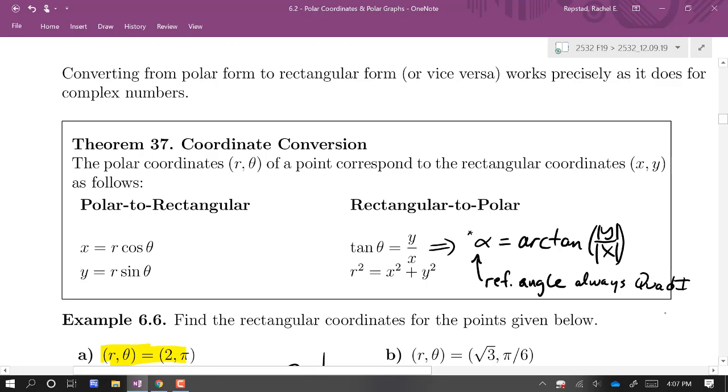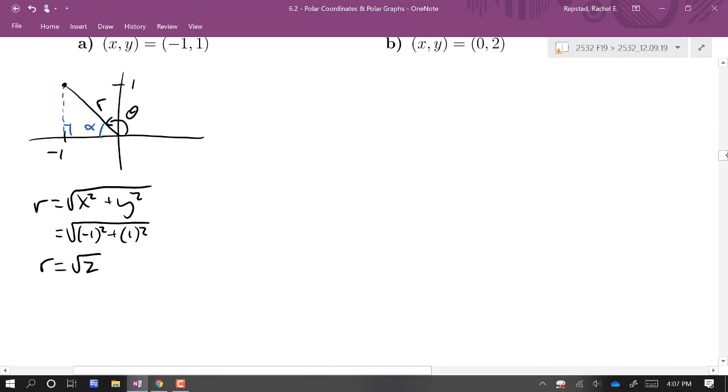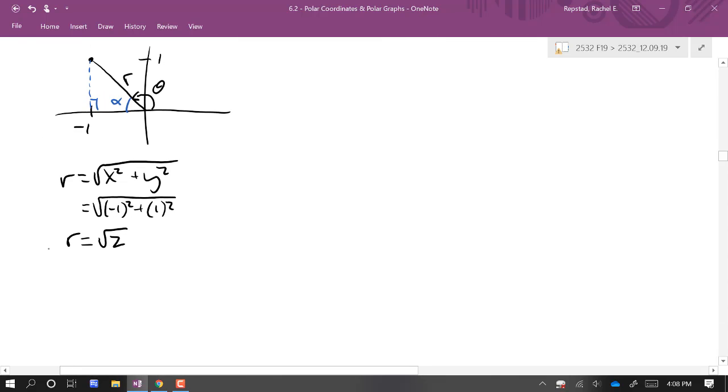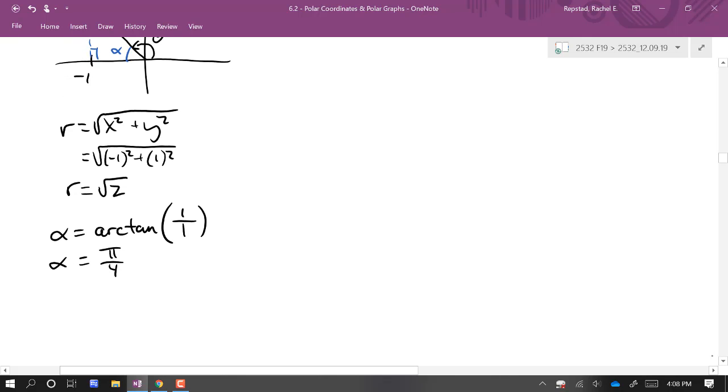So going back to the example that we're on, when we find that reference angle alpha, we're going to then subtract that from pi radians. So alpha is arctan of 1 over 1. So arctan of 1 is pi over 4. And that means that theta is pi minus pi over 4, or 3 pi over 4.